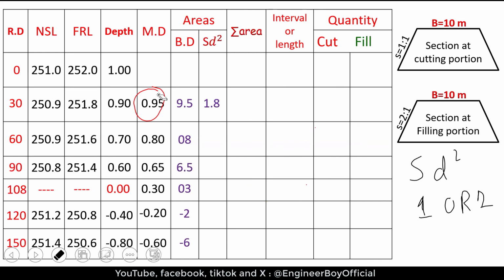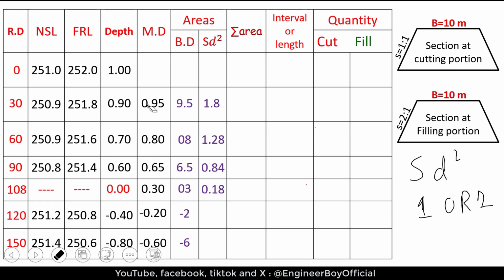You can also do this thing in Excel. In Excel, that takes very less time, and I actually share those Excel files which I have already made, and videos are already uploaded on the same channel, Engineer Boy Official. For the next station, we have the mean depth, and then the side slope again the same, and the area should be 1.28, and so on.